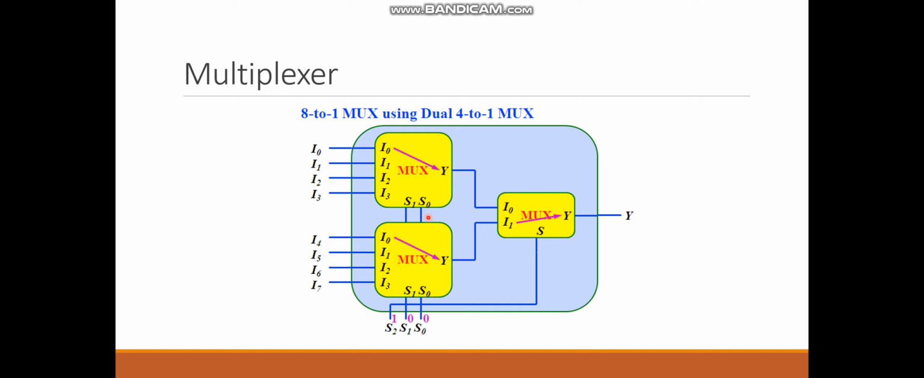So in case of 1, 1, 1, what goes to the output? I7 must go, and let's check it. 1 and 1 here, I3 goes to the output. So you've got I3 here, and 1 and 1 here, this I7 goes to the output. So you've got I7 here. But what is the value of the S2? 1. So this one goes to the output, which is I7. Why? Because we took the I7 from this output and it's connected to that one, and this one is activated and it goes to the output.